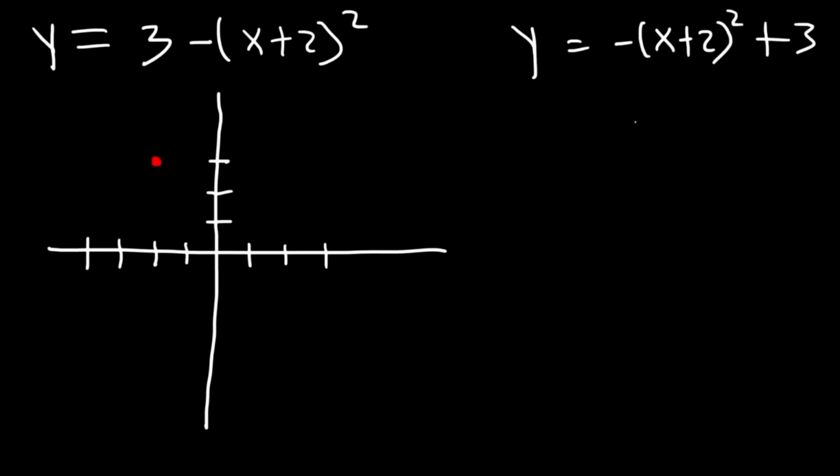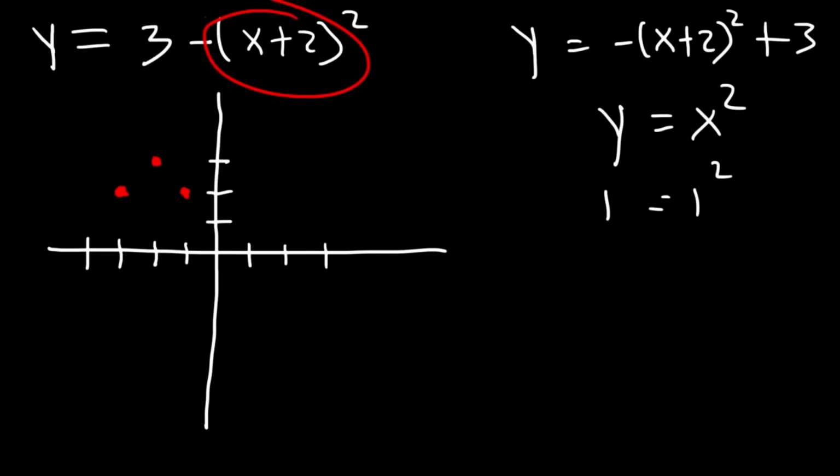Now, keep in mind the parent function is x squared. So 1 squared is 1. That means that if you travel 1 unit to the right from your vertex, the next point will be down 1. And 1 unit to the left, it's also going to be down 1. So if you plug in 1 into x, the y value should be 2.